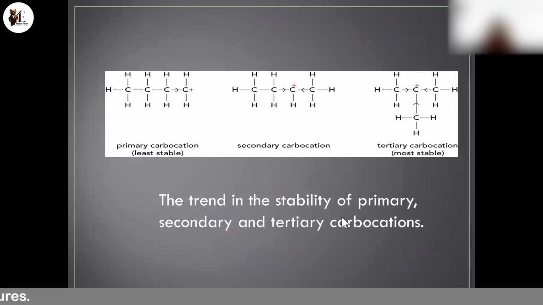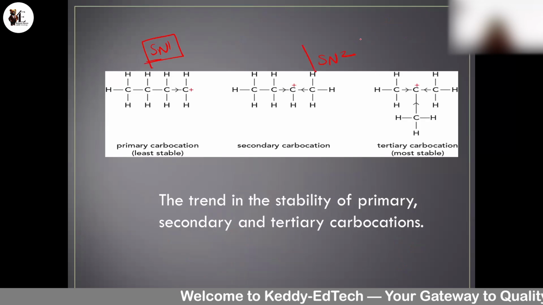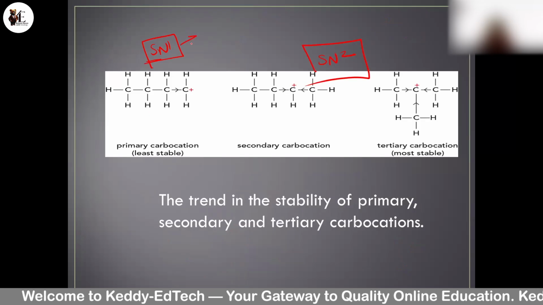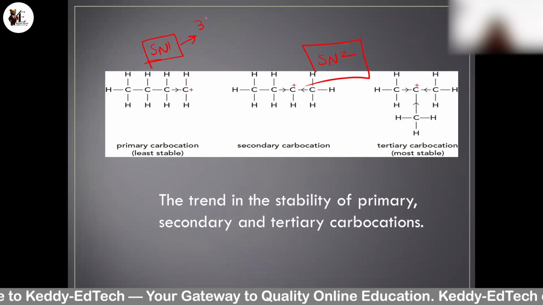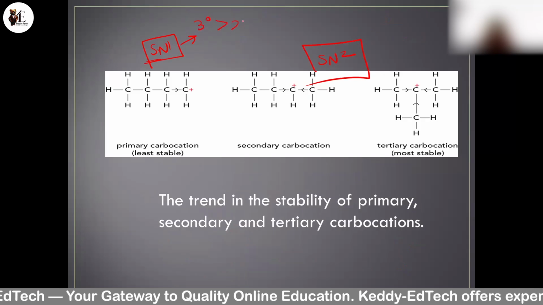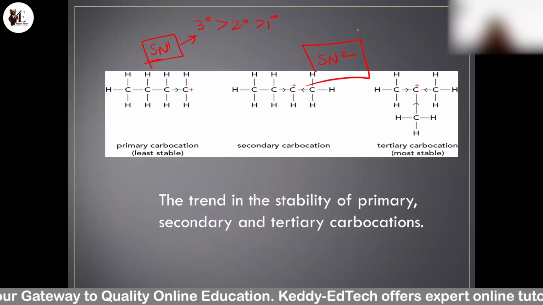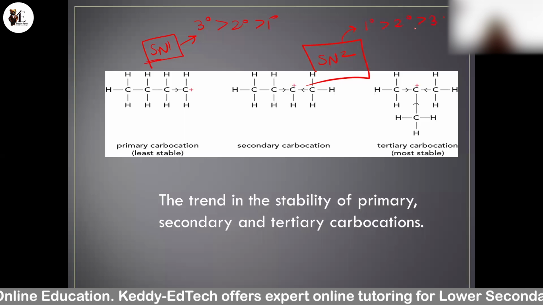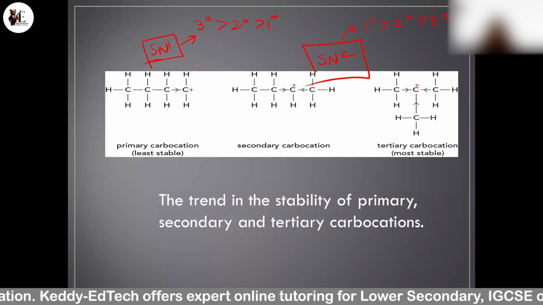So I hope now you can differentiate between SN1 reactions and SN2 reactions. We discussed both the reactions SN1 and SN2. Okay, it is substitution nucleophilic unimolecular, and it is substitution nucleophilic bimolecular. So in the SN1 reaction, as you know, the tertiary carbocation is more stable. So 3 degree, 2 degree, 1 degree in SN1. But in SN2, it is 1 degree, then 2 degree, then 3 degree. Why? Because no carbocation formation is occurring here.